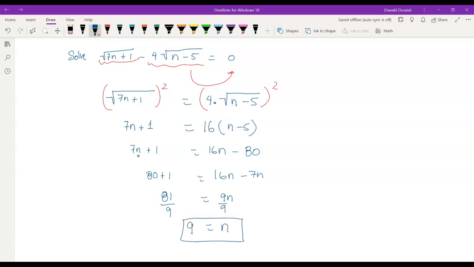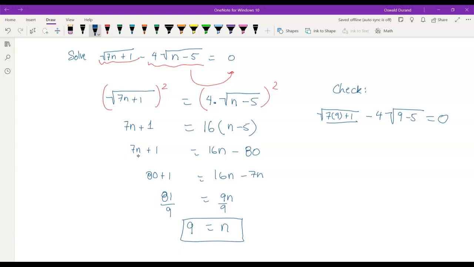But every time we deal with a radical equation, we have to double check our work. We have to check to make sure that this is the right solution, right? So I'm going to replace n with 9. So we have square root of 7 times 9 plus 1 minus, oops, I forgot the 4 here, 4 square root of n minus 5, 9 minus 5, equal to 0. Everything has to be equal to 0 when I simplify.